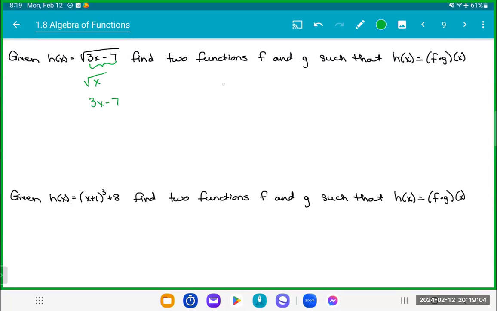This is saying that h of x is equal to f of g of x, which means that my g function is plugged into my f function. Therefore, my f function has to be the parent, and my g function is what was substituted into. Okay? Question.